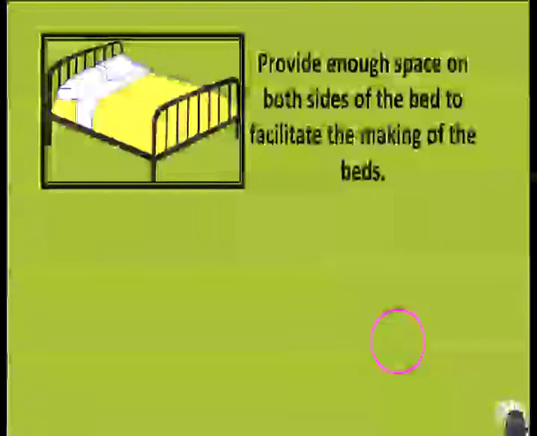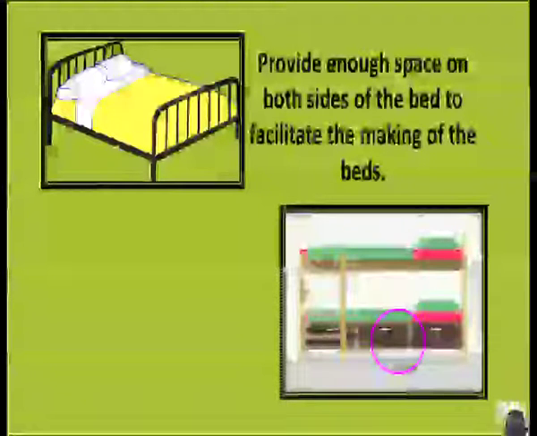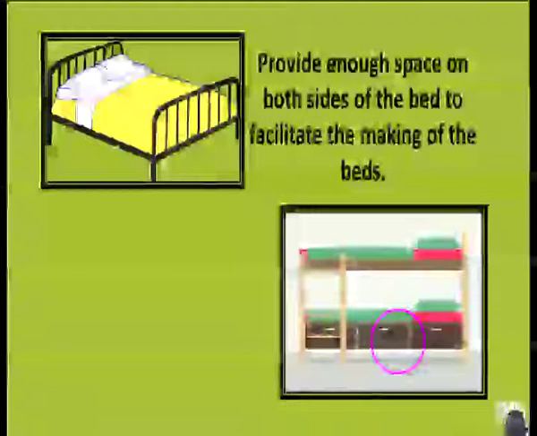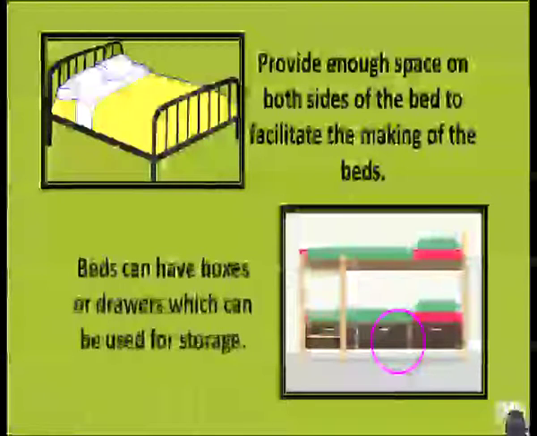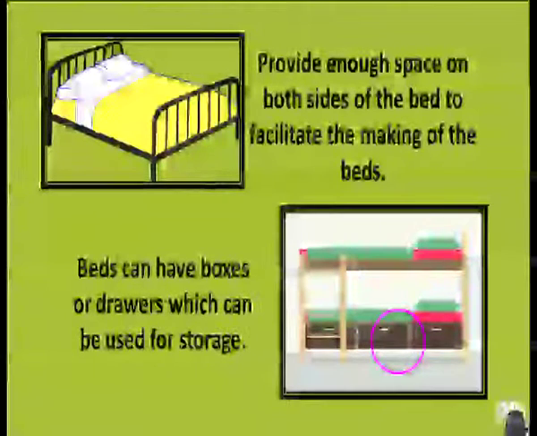Provide enough space on both sides of the bed to facilitate the making of the bed as well as getting down from the bed. Now, another important thing is using the bed for multi-purpose. Here the bed is shown with the height. So, two beds can be placed in the same area and drawers are also put to use for the storage area. So, beds can have the boxes or the drawers which can be used for storage.